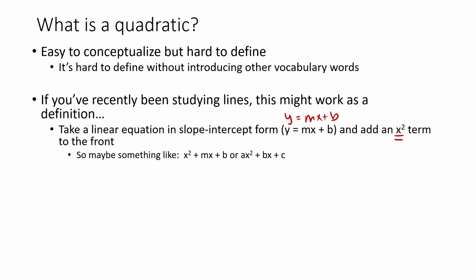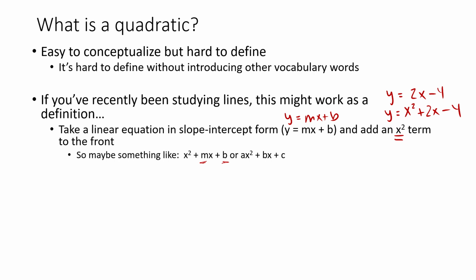So if you had, say, y equals 2x minus 4, you might just slap an x squared right onto the front of it, and that would make it a quadratic. So it is no longer linear, it is quadratic. So maybe something like x squared plus mx plus b. Okay, or what's more common is we don't use the m and the b anymore. We use the letters A, B, C going straight down.